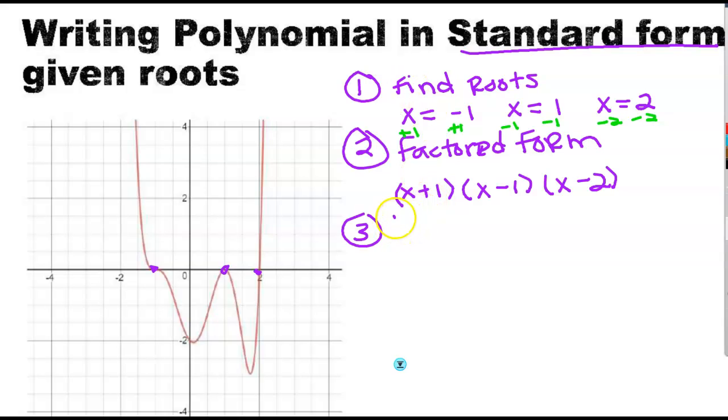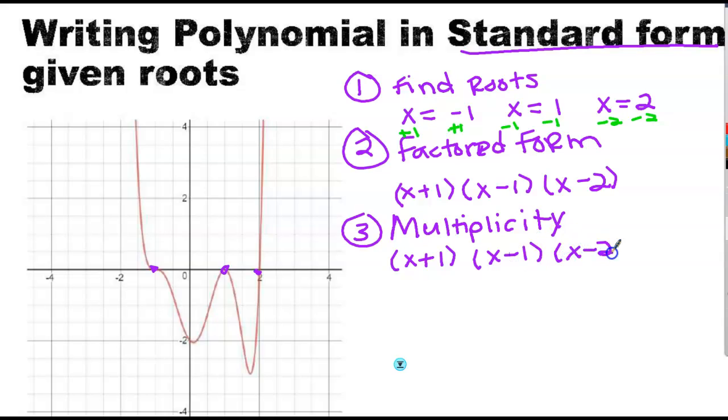Multiplicity. When I add the multiplicity, you'll notice that I'm going to put it as the exponent. So I'm just copying it down first. And let's talk about what we discovered on the last slide. Right here, I had a multiplicity of 3. So this is going to be to the third power.